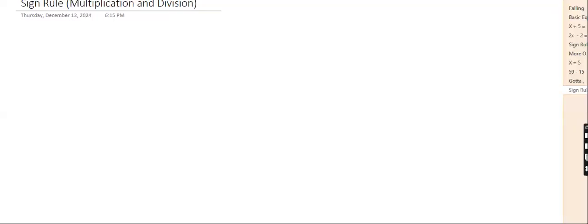Okay, here we have the sign rule for multiplication and division. So let's take the sign rule for multiplication and division. We have done that of addition and subtraction. So let's take multiplication and division.